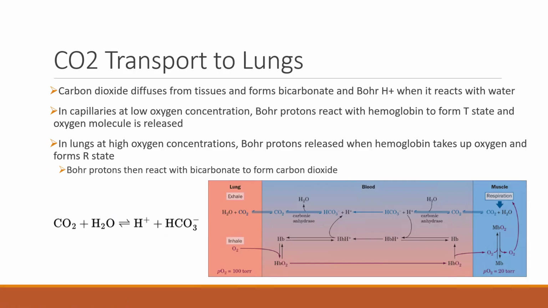Another important aspect in this pathway is the creation of carbon dioxide by cellular respiration in the tissues. The carbon dioxide that is created by these tissues is diffused from the tissues and forms bicarbonate and Bohr protons when it reacts with water. And this is shown in the equation at the bottom left. Usually this process occurs slowly, but red blood cells have the enzyme carbonic anhydrase, which accelerates this reaction.